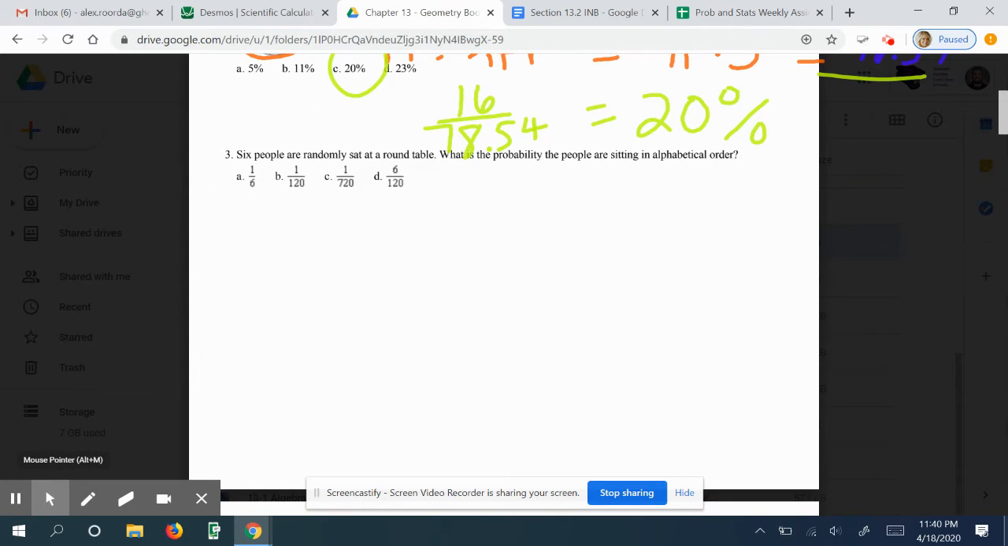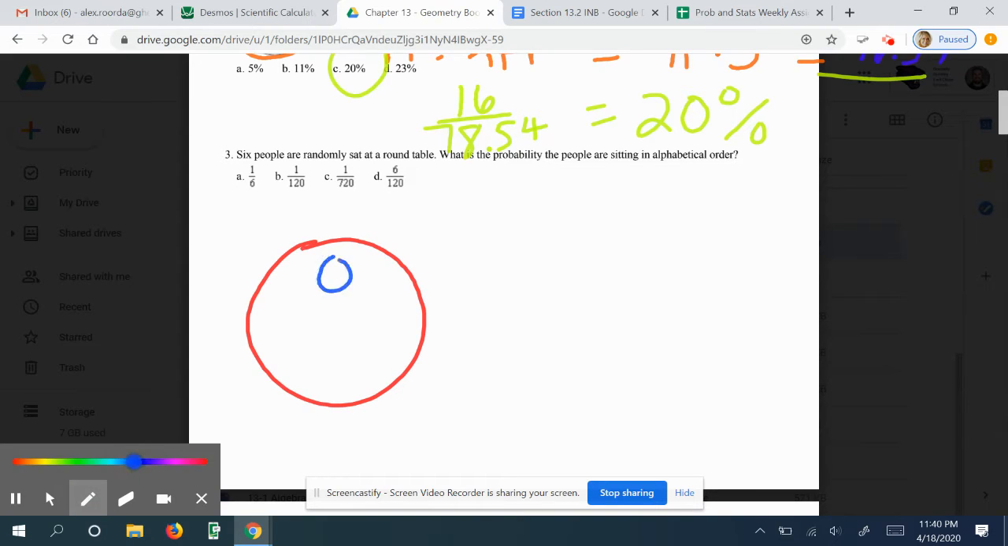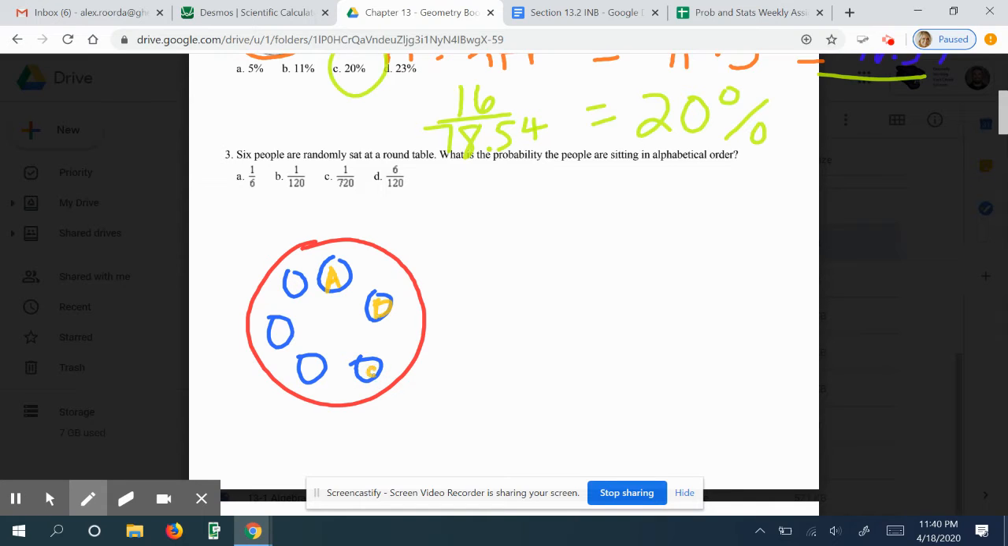Now, number 3, it says 6 people are randomly sat around a round table. What is the probability that the people are sitting in alphabetical order? So if we think about this, if we have a table, and I have 6 people at this table, right? 1, 2, 3, 4, 5, and 6. And we're assuming that they are in alphabetical order, or what's the probability they are. So let's say this person starts with A, B, C, D, E, and F. So that's one opportunity, right?